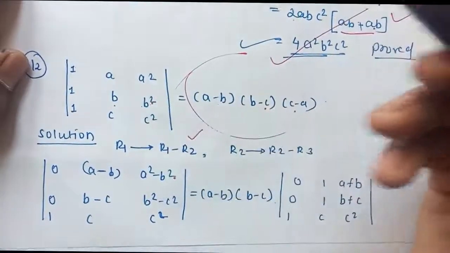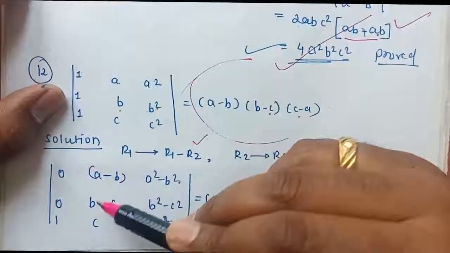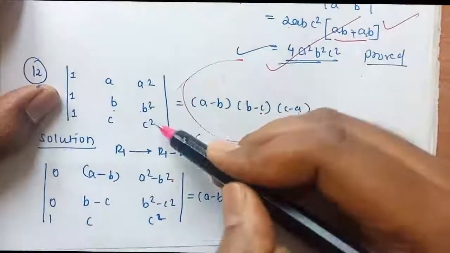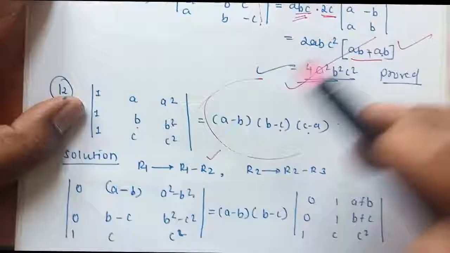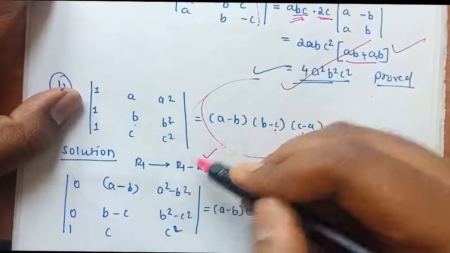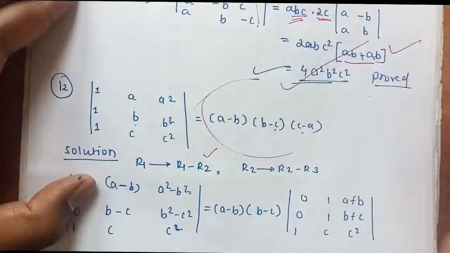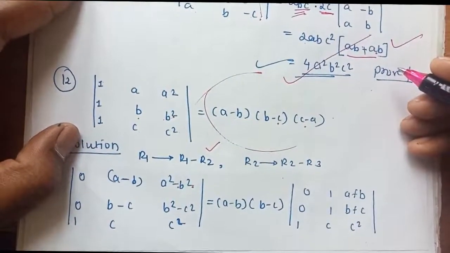R2 changes to R2 minus R3. So 1 minus 1 again 0, b minus c is b minus c, and b square minus c square will come, and R3 will be as it is. So after transforming this determinant like this, we got a minus b here, a square minus b square. A square minus b square expansion, we know it is a plus b and a minus b.